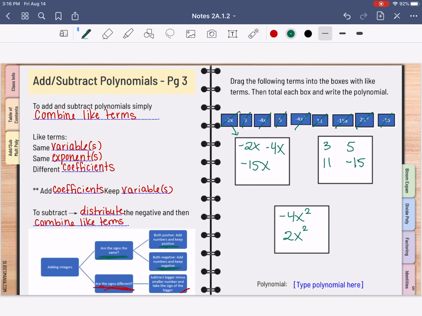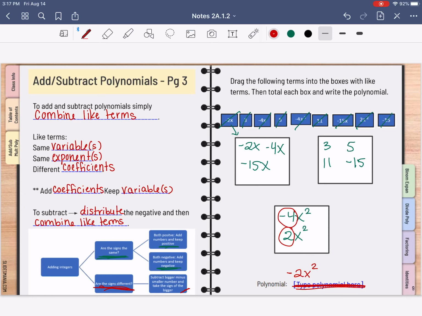All right, when you actually write your polynomial, so your polynomial will go in this blue box down here at the bottom, you always start with your highest exponent first. So my highest exponent is this x squared. So again, you add the coefficients, that's these two numbers in front. You keep the variables the same. They're different signs. One's negative, one's positive. So negative 4 plus 2 is going to be 2 because it's 4 minus 2, but then the bigger sign's negative, so I'm going to keep the negative. And then it's an x squared.